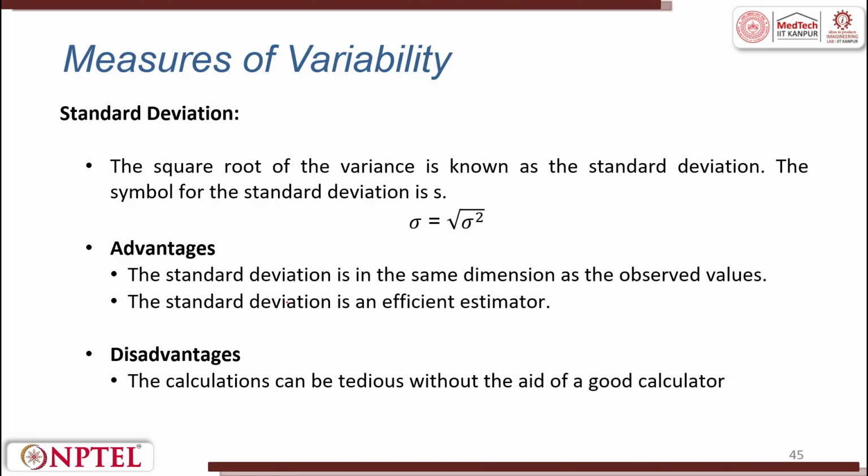Standard deviation is the square root of the variance. It is denoted by sigma. Its advantages are that it is in the same dimension as the observed value. As I said, the dimension stays the same, since we took the square and then the square root. Standard deviation is an efficient estimator. The disadvantage is that the calculation can be tedious without the aid of a good calculator.